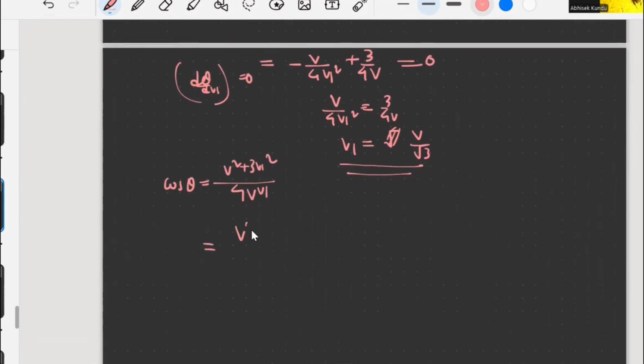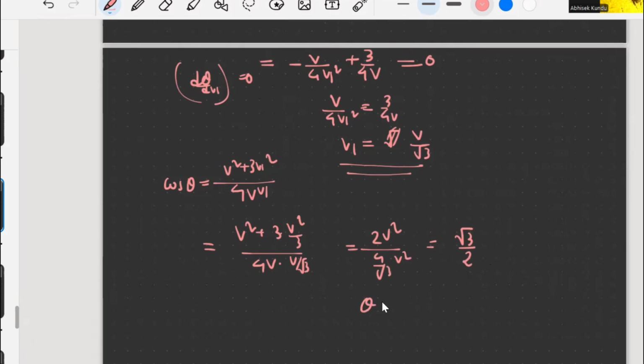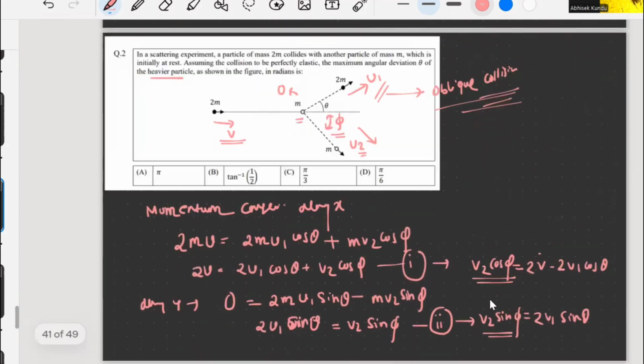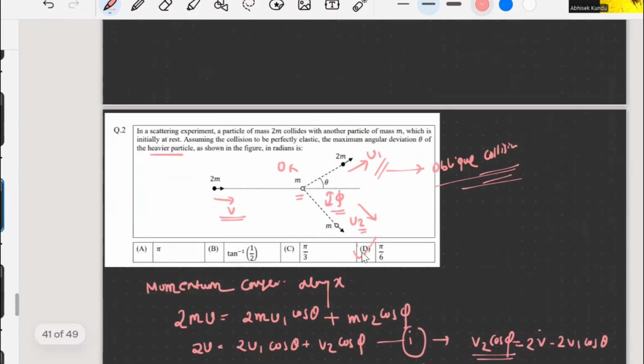If we put that, we'll get 3 of v square by 3 by 4v of v by root 3. So ultimately I'm getting 2v square by 4 by root 3 v. So it is becoming root 3 by 2, I am getting ultimately. So the value of theta is pi by 6. That is our answer. So the answer is option number D, the correct answer.